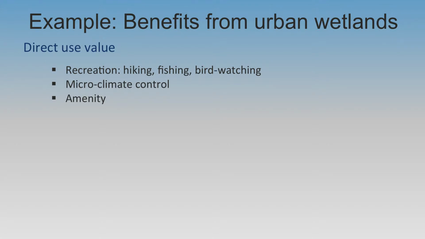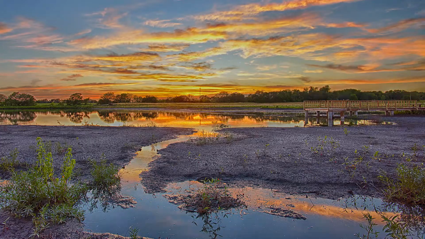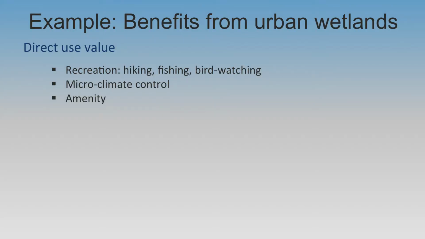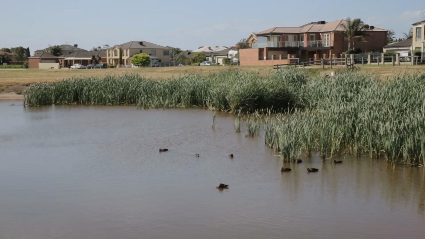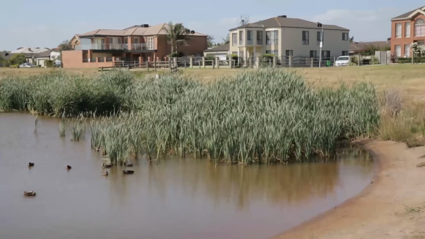Another category would be microclimate control, particularly when we think about climate change or heat waves. It's very cooling to have these, and that's a benefit we can measure. Amenity values, that for example, people like to live in a house where they can overlook wild landscapes, right? And so there's just a benefit of sitting and observing.